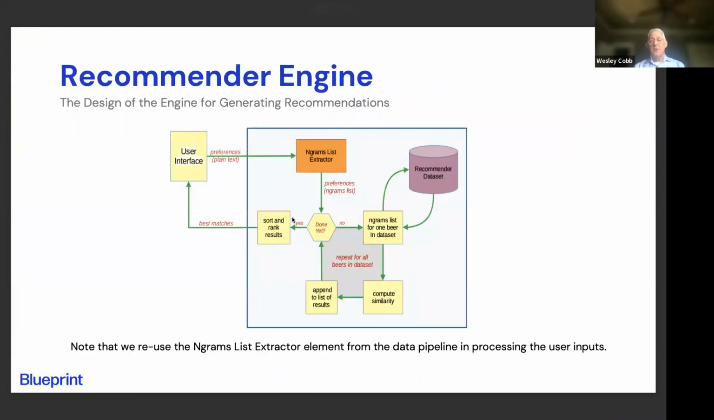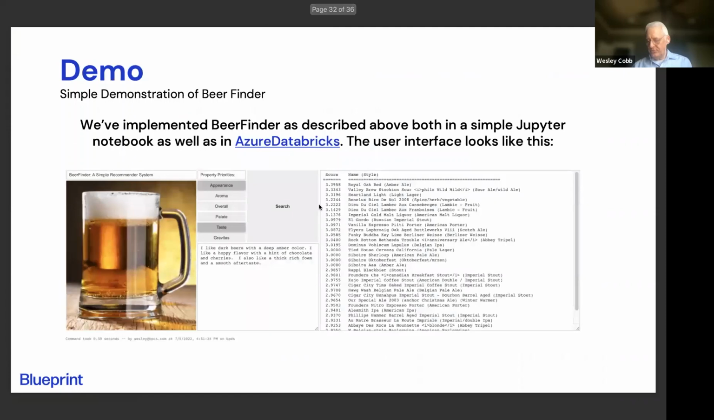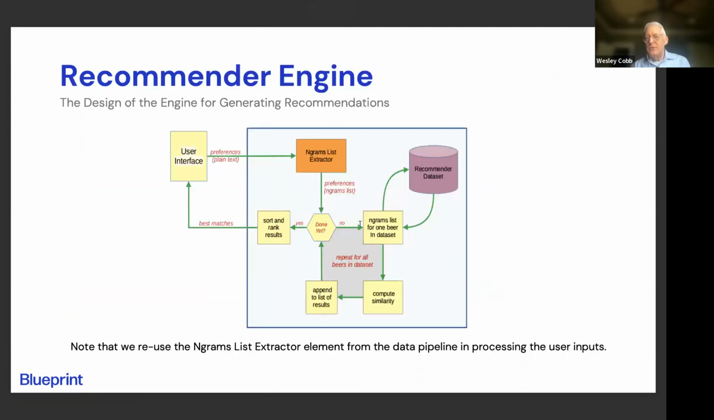So if we put that together, our recommender engine box that we had way back near the start of the deck is going to actually look like this on the inside. There's a user interface that passes the user preferences in plain text into that Ngrams list extractor. And then we go down and we basically loop through all of the recommendations and lists of Ngrams that are associated with the beers in the recommender data set and compare each of them as we go through it. And then we make a sorted list and we rank it and look at the answers. And then we say, okay, I'll take that.